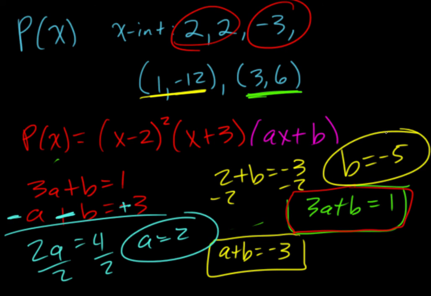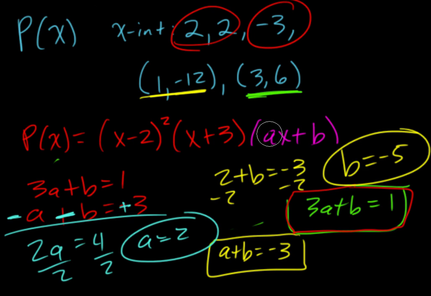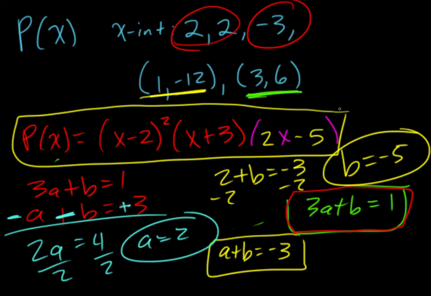And the last thing to do is to modify the original. So get my eraser, change a and b. So what was a was 2, b was negative 5. And then this would be the equation of that quartic.